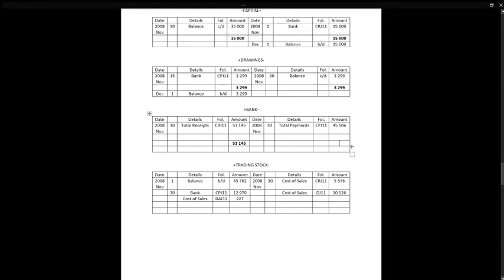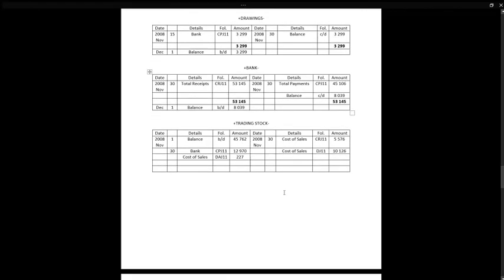Okay, and then how much do I need in my smaller side to make the two sides equal? I need 8,039 Rand. Okay, this was a calculation, therefore carried down. Details will be balance. And this will always be calculated on the last day of the month, the 30th. Right, let's total my smaller side, 53,145. My debit side equals my credit side, therefore I've done it correctly. My new opening balance will be 8,039 Rand. Brought down, balance, 1st day of December.